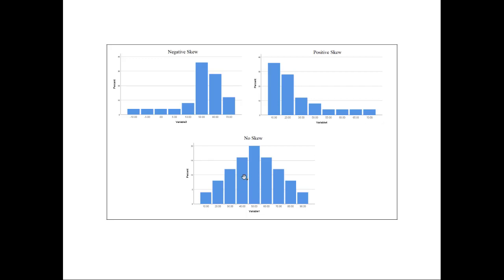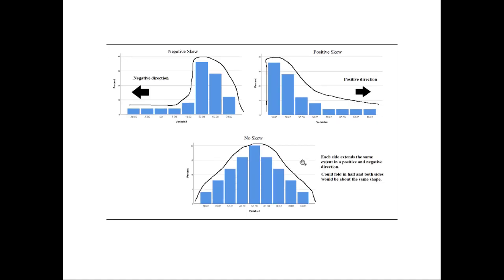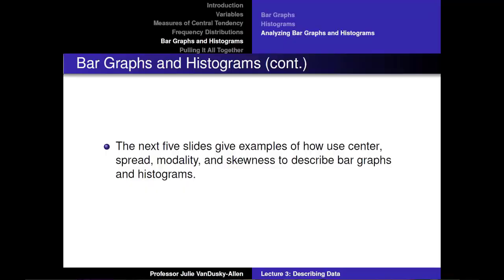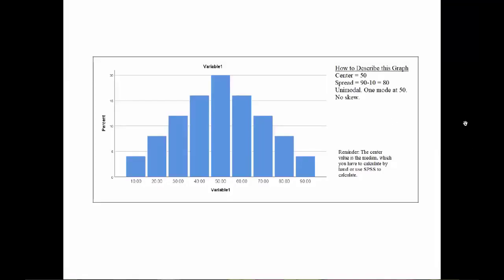And this is an example of a bar graph with no skew, as the left and right sides of the graph extend about the same amount from the center of the graph. You could fold this distribution in half, and the left and right sides would be about the same shape. In the next slides, I'm going to give you examples of how to use center, spread, modality, and skewness to describe bar graphs and histograms.